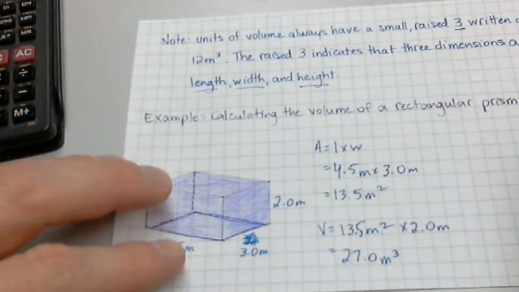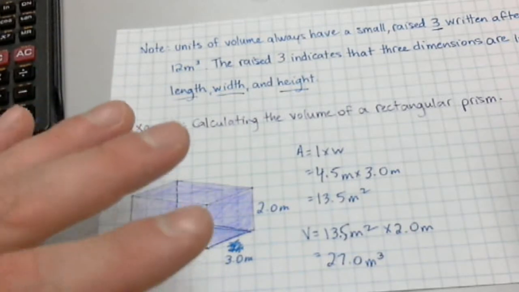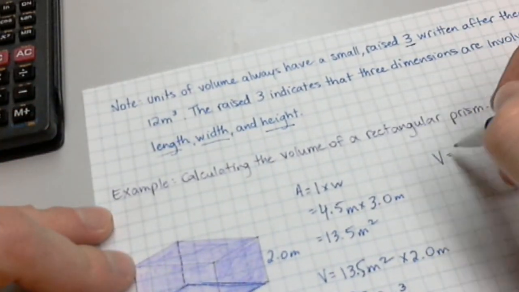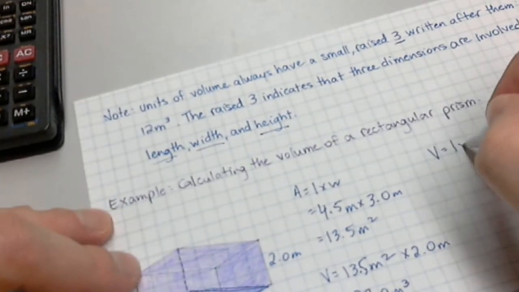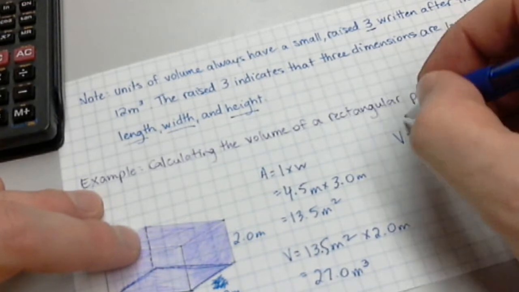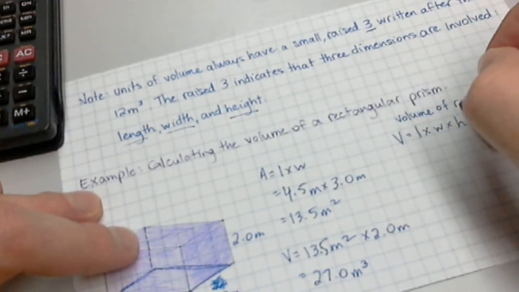In general, we can simplify this problem because we can just use a formula. So the formula that I can use for rectangular prisms anyway is length times width times height. That's the simplified formula. This is the volume of a rectangular prism.